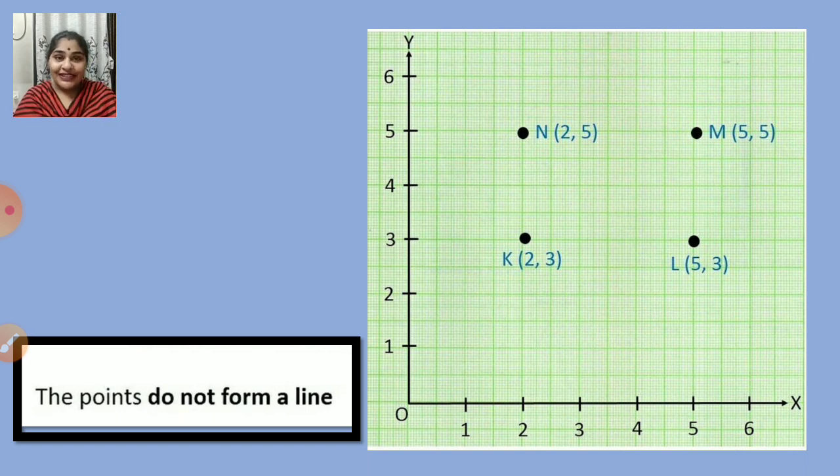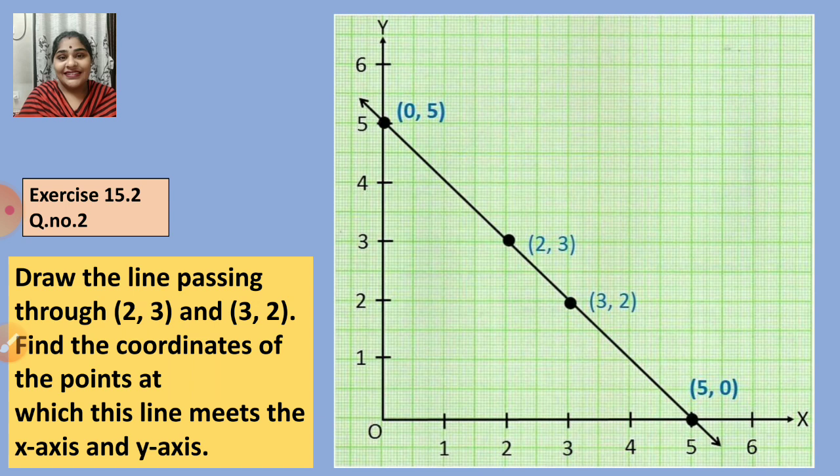Okay, so let us proceed with the next one, that is exercise 15.2, question number 2. I hope it is now very clear how to plot the points using the coordinates given, and how to plot the points on the graph. The next one is: draw a line passing through 2, 3 and 3, 2. So you can see here, children.